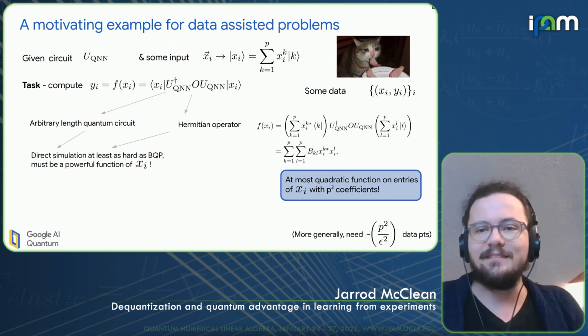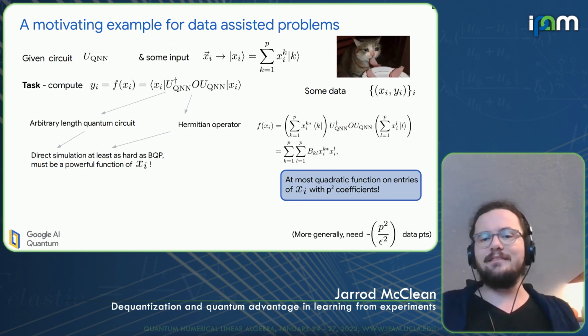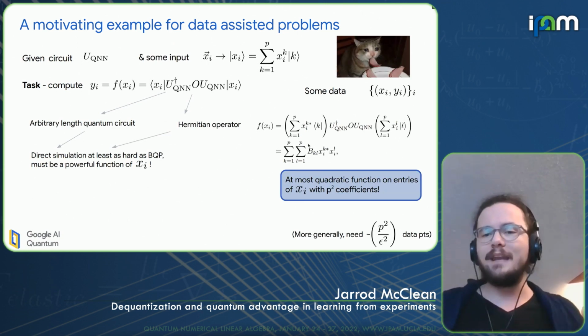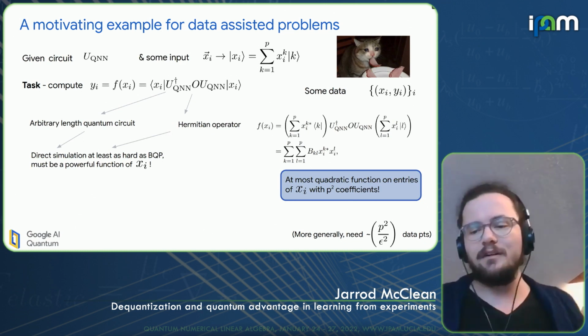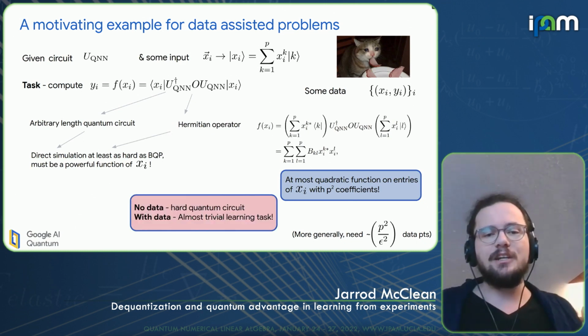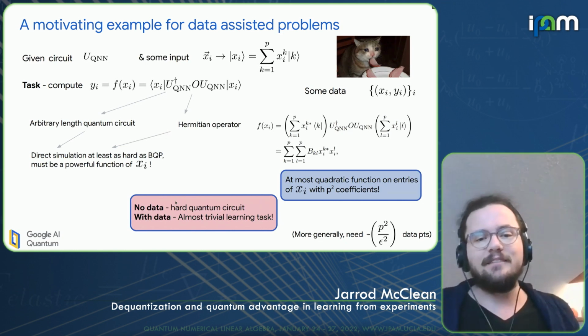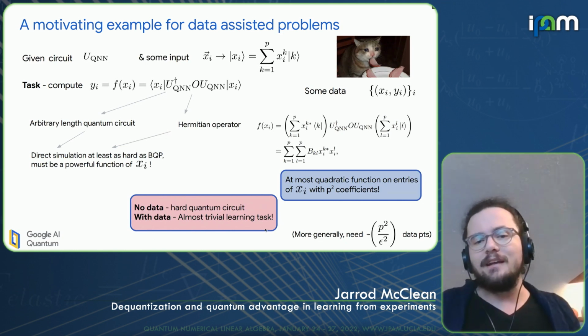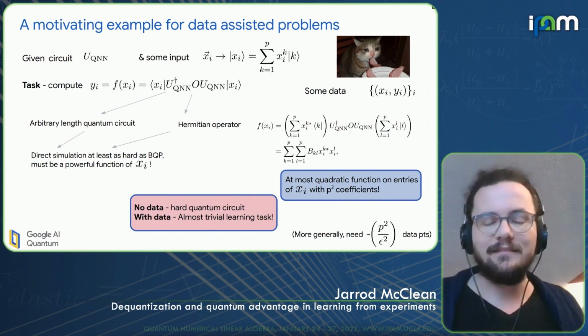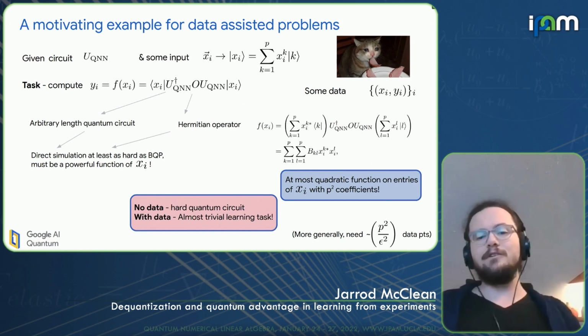And so what that means is that given some data, this is interestingly at most a quadratic function with p squared coefficients. So the change here is that with no data, this is an arbitrarily hard quantum circuit. And with actually a very small amount of data, this is an almost trivial learning task. And so this is kind of a toy example.